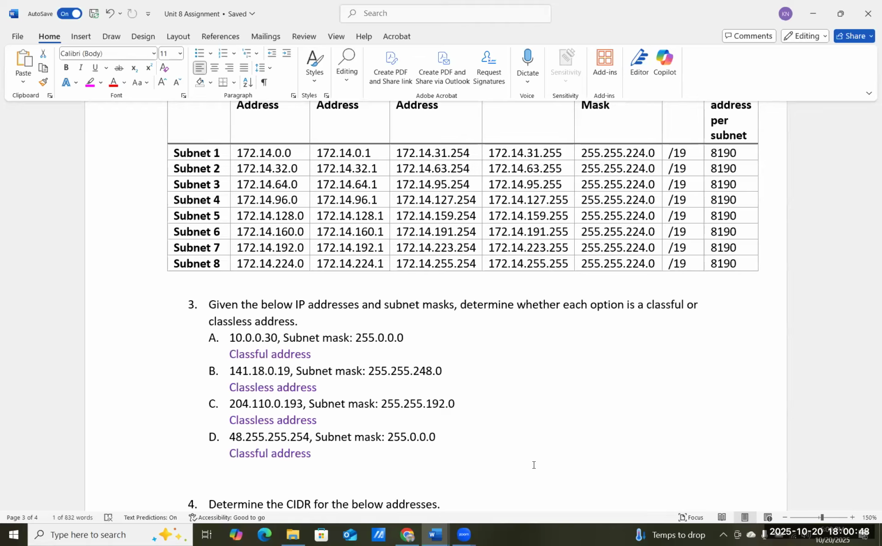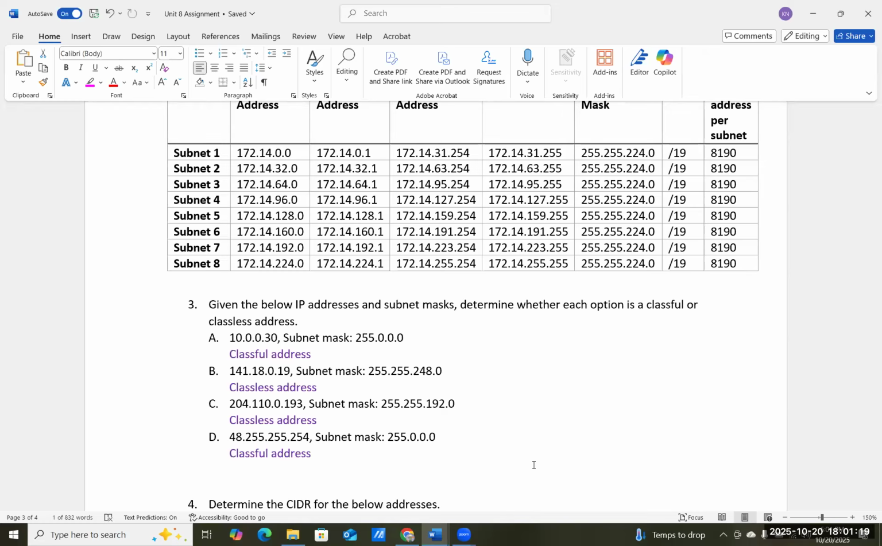And then on the next one, this should be a class C, right? So 204.110.0.193. The subnet mask is 255.255.192.0. You already know this 192 changes the game, so it becomes a classless address. It should be a class C, but it's not, right? It doesn't belong to a true class C, so it's classless.